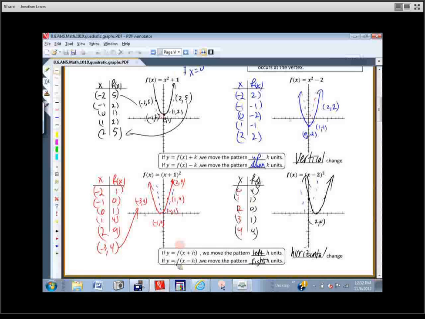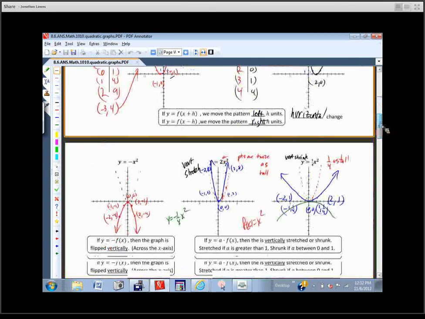Exactly. Okay. What was weird is they did the exact opposite of what you'd think. So you would think that adding h would move it to the right, subtracting h would move it to the left. It doesn't. It does the exact opposite. And then we talked about a couple of other changes.